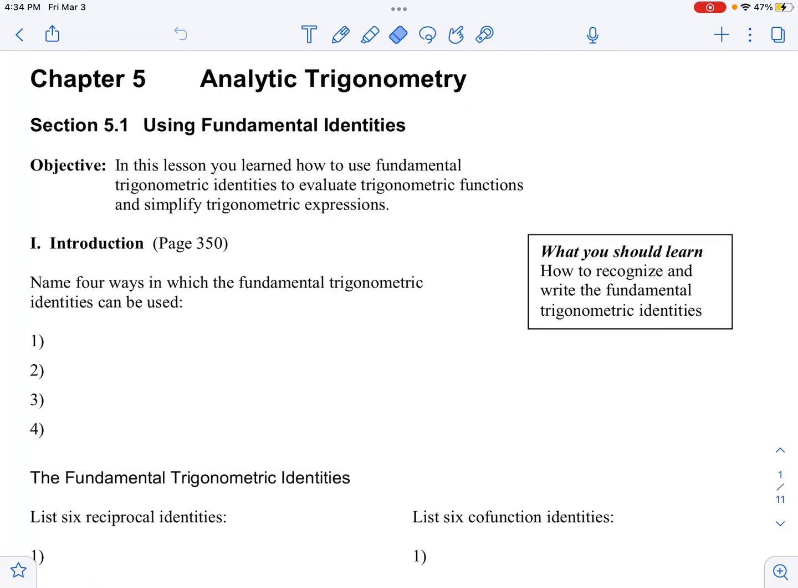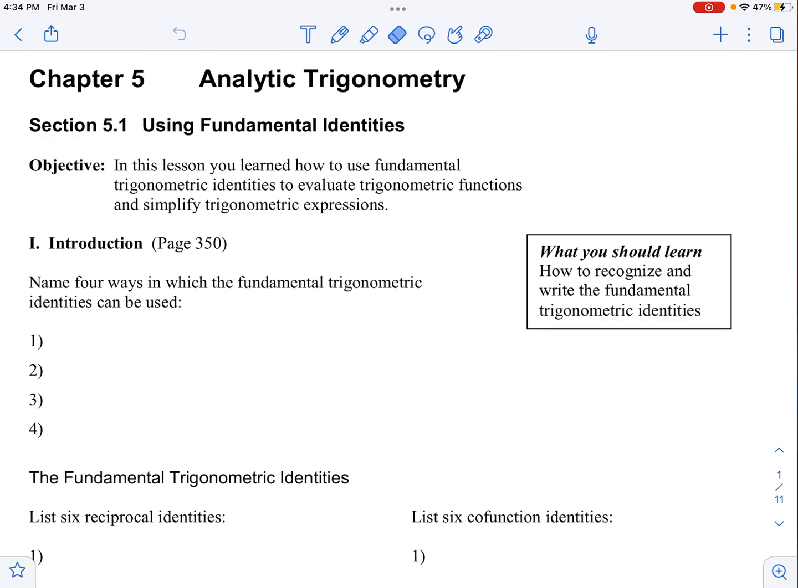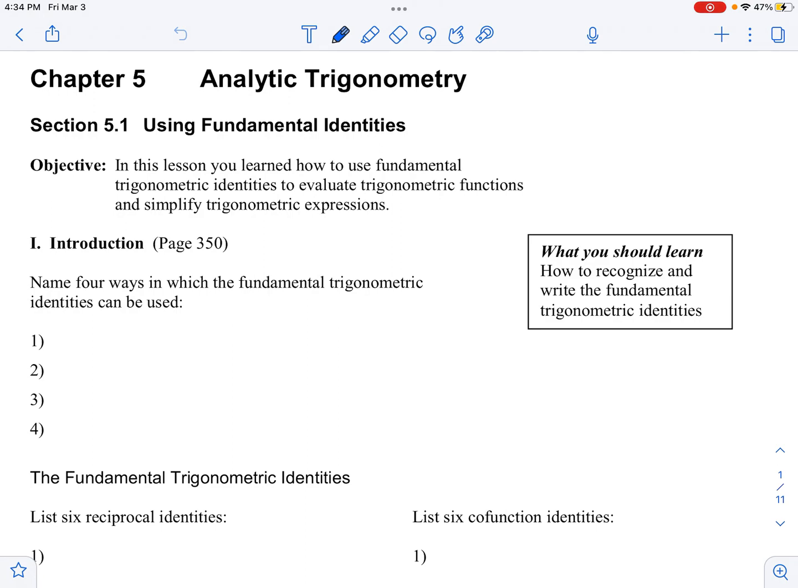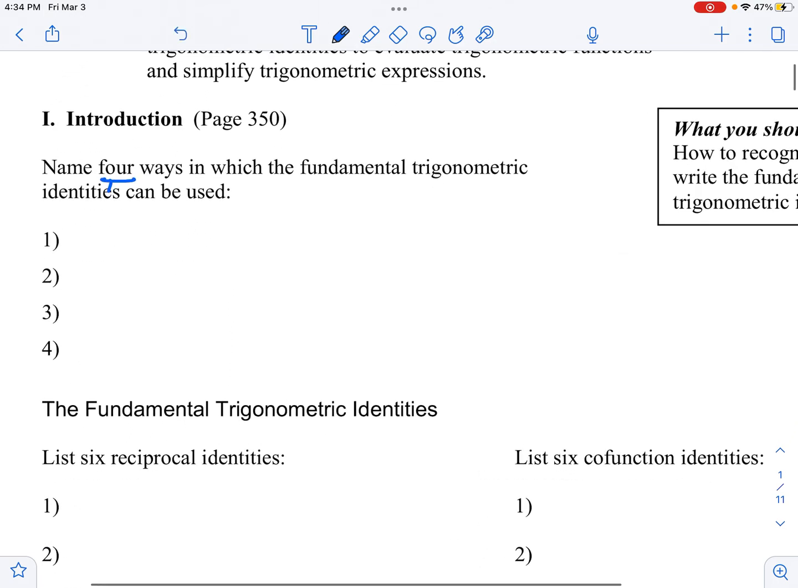Hey guys, we're going to use some fundamental trig identities to help us evaluate and do some other things with the different trig identities that we've already learned, okay? So the ways that we're going to use this is we're going to name 4 ways in which fundamental trig identities can be used. So we can evaluate trig functions.